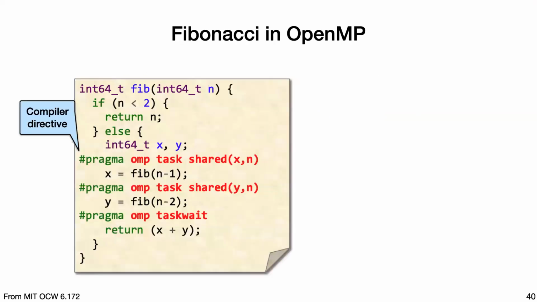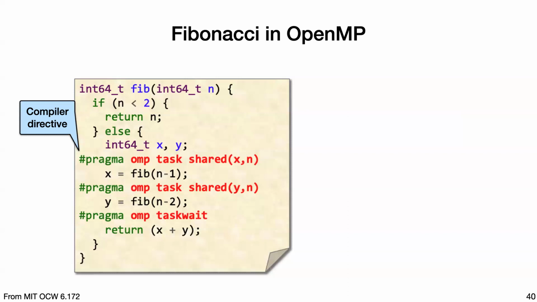So going back to this fib example, this was our function. We had the base case, and we have x and y, and we want to compute x as fib of n-1 and y as fib of n-2. And the way that you express this in OpenMP is with these pragma compiler directives. Here this is pragma omp task shared. Task means that this is a separate function that you can spawn off, like we did with the pthreads. And shared means that the variables x and n, where x is here and n is the input, are shared across all the threads. And again, just omp task shared, but with y instead of x.